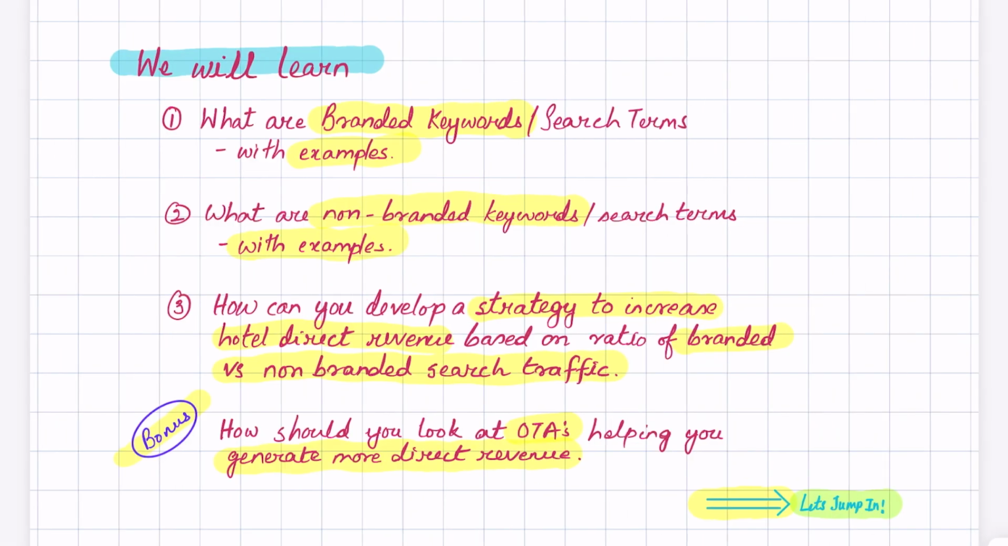In this video, what we will learn is what branded keywords and non-branded keywords are, with the help of some examples. We will uncover what type of strategies can be used to increase hotel direct revenue based on your non-branded versus branded search traffic. And as a bonus, we will try and understand how OTAs can help you generate more direct revenue.